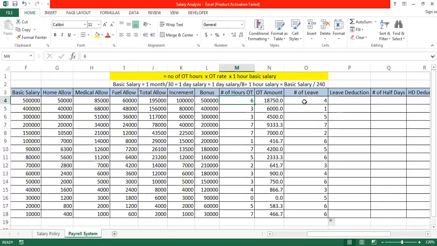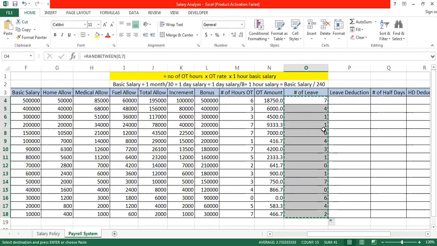Oh, I haven't generated from 0. This is the reason why I was not getting between 0 to 7. Minimum no leave, maximum 7 leaves. Now you can see I have zeros as well.